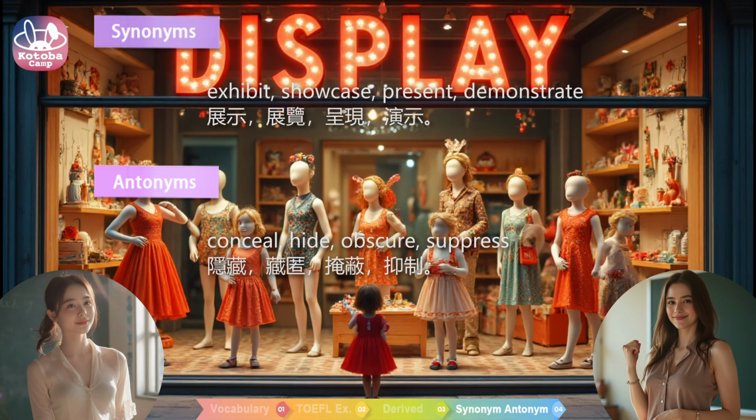Exhibit, showcase, present, demonstrate. Conceal, hide, obscure, suppress.